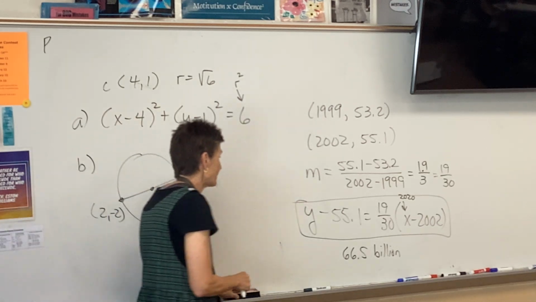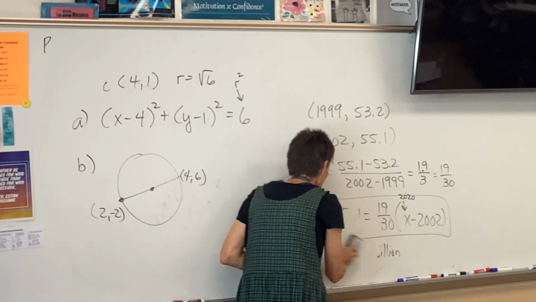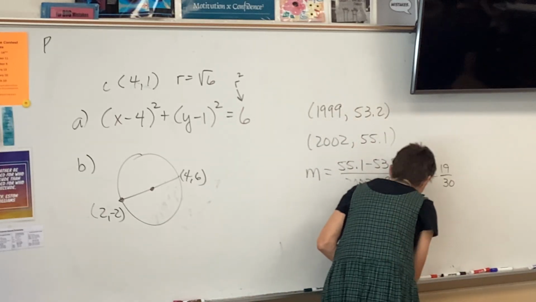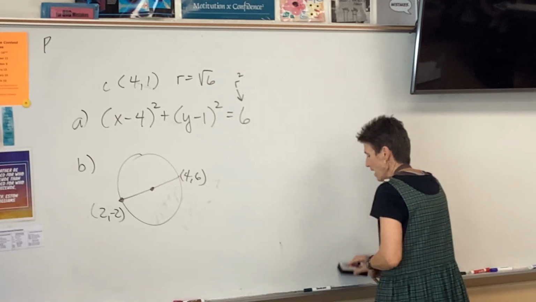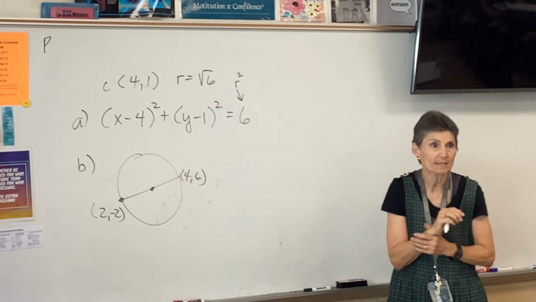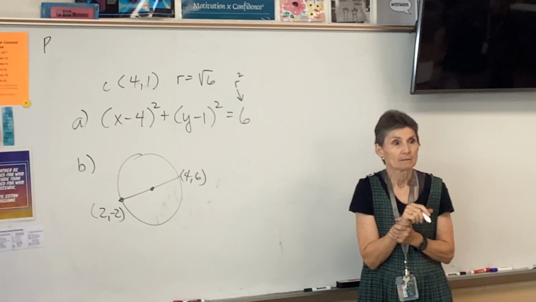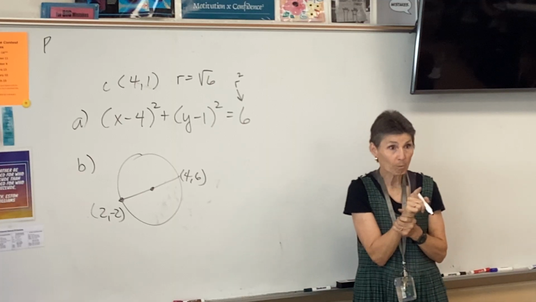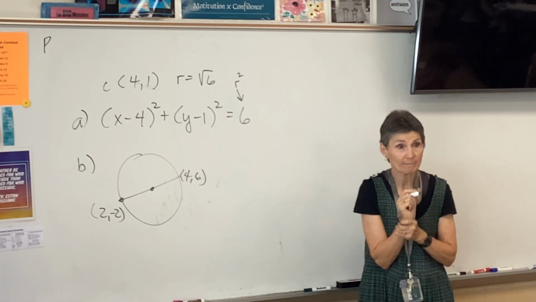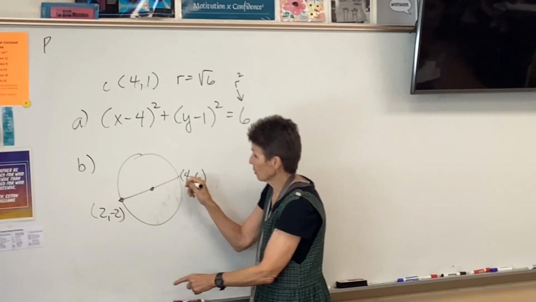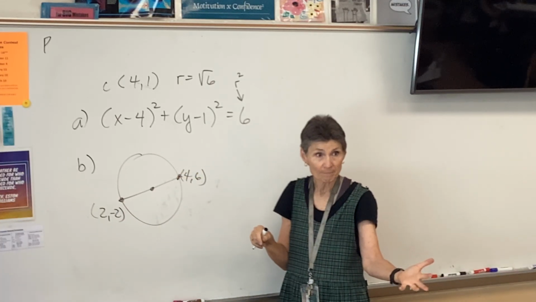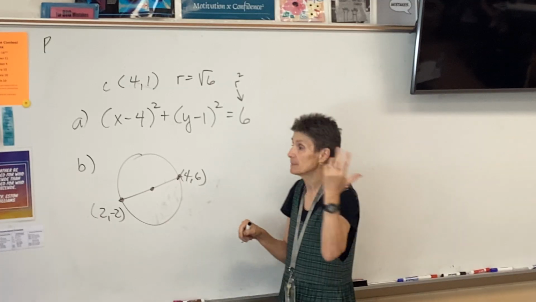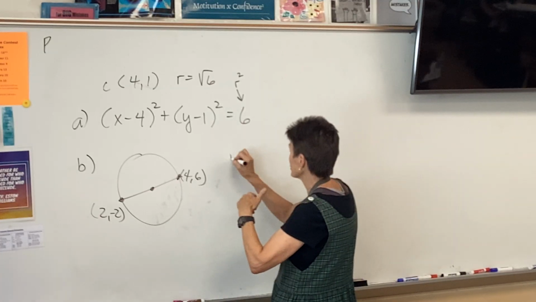In order to write the equation, I need to know the center and the radius. So, how would I find the center and the radius? Midpoint will be the center, right? This is a diameter, so the midpoint would be the center. How do we find the midpoint? Add them and divide by 2, so we average them.